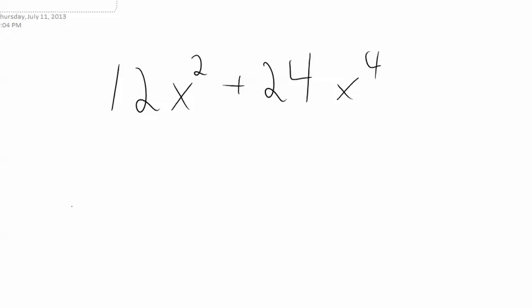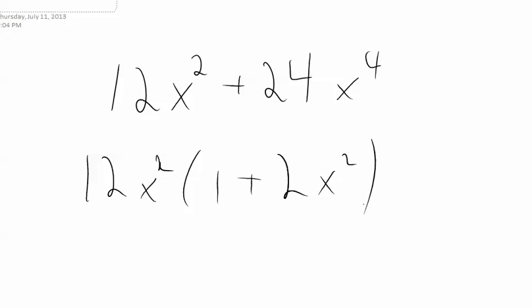When I look at this next example here, I can pull two things out. I can pull a 12 out of both of these, out of 12 and 24. And I can also pull an x squared term out of both. So I'm going to pull 12x squared out. And 12x squared times 1 will give me the first term back. The second term will have to be 2, because 2 times 12x squared will give me 24. But that should be x squared, so I get x to the fourth power back. So it would be 12x squared, and in brackets, 1 plus 2x squared.